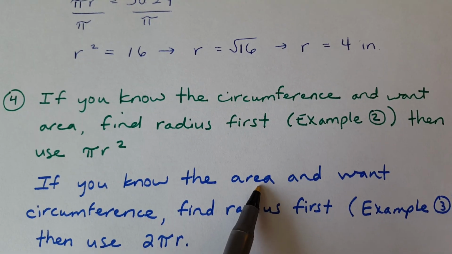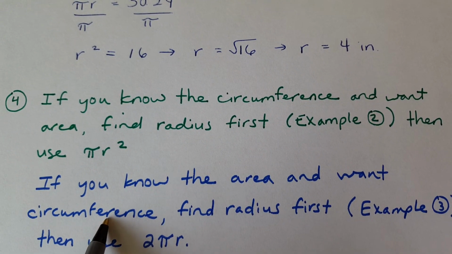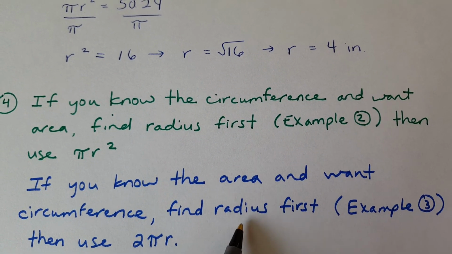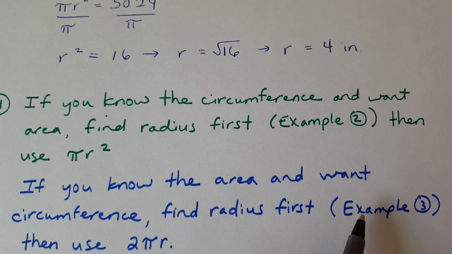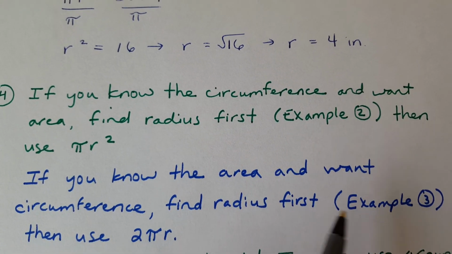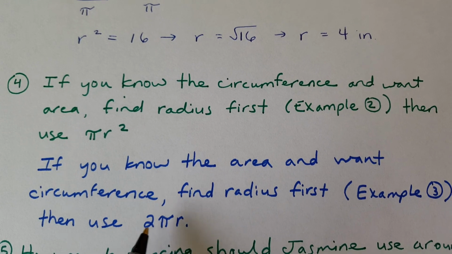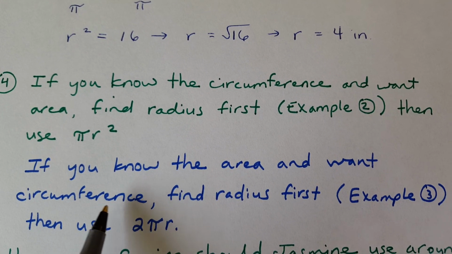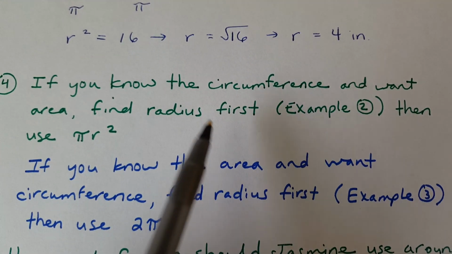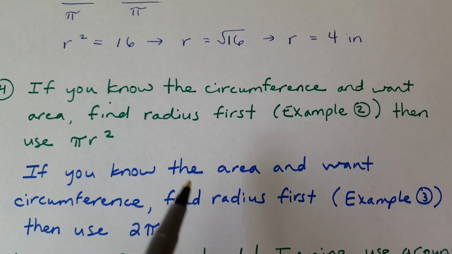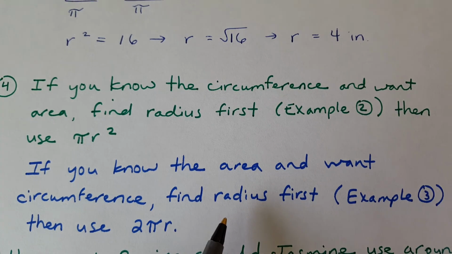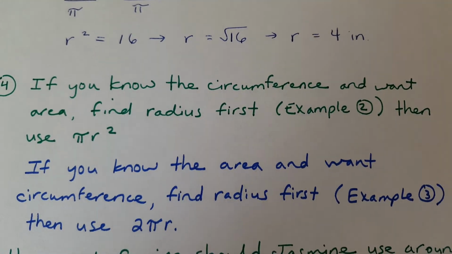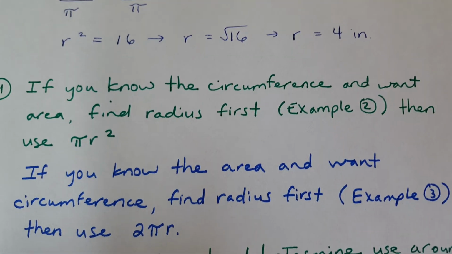What if you know the area and you want the circumference? Once again, find the radius first. This would be using example 3. And then once you have the radius, you can use 2 pi r to get the circumference. I'm not going to give you an example of this because it's putting together the different examples and applying those in a new situation.